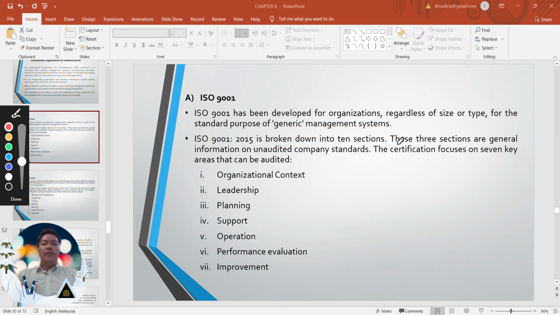Three of these sections give general information on the audited company standard. The certification focuses on seven key areas that can be audited, which are the organizational context, leadership, planning, support, operation, and also the performance evaluation. And the last one is improvement.